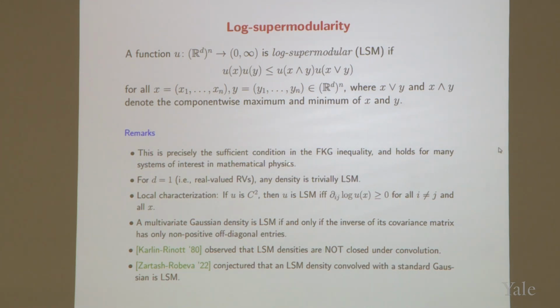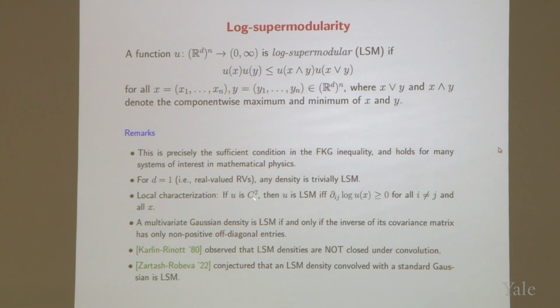This is precisely the sufficient condition in the FKG inequality, which plays an important role in mathematical physics. And this constraint holds for many systems of interest in mathematical physics. For n equals 1, that is real-valued random variables, any density is trivially log supermodular because, of course, one of x and y is the minimum, one of x and y is the maximum, so that you always have equality here in one dimension. So this is really something that only imposes a non-trivial constraint in dimensions bigger than 1.